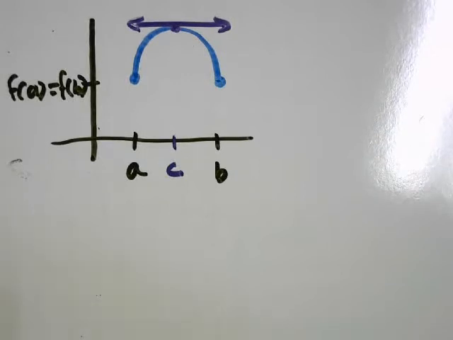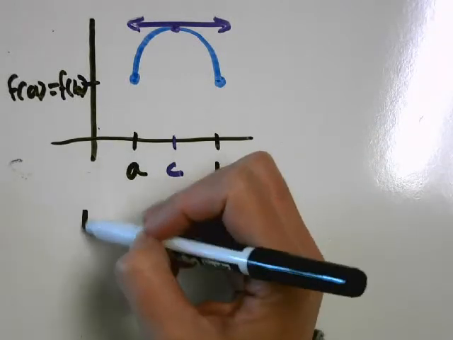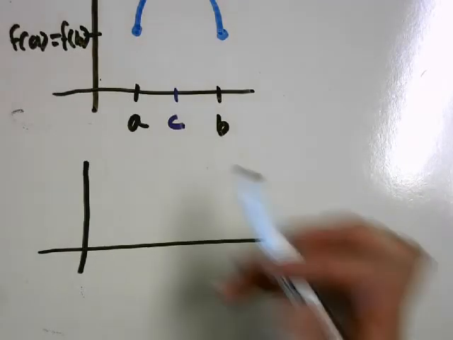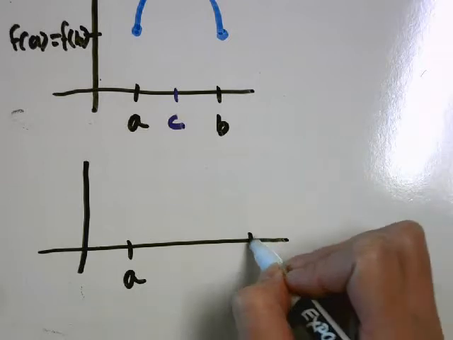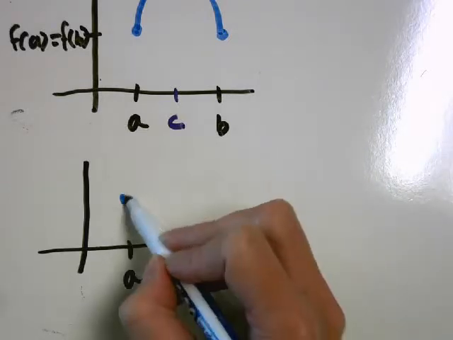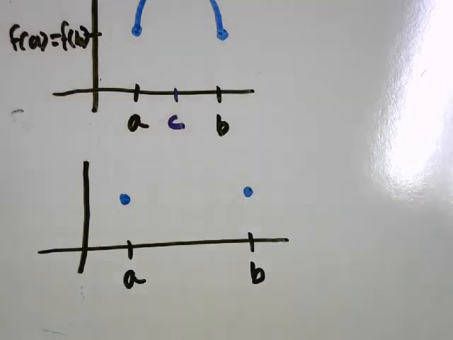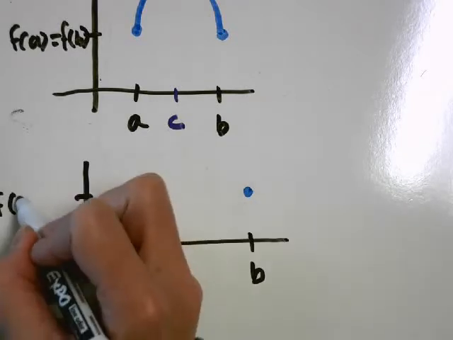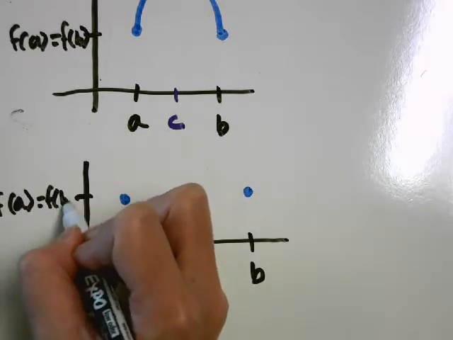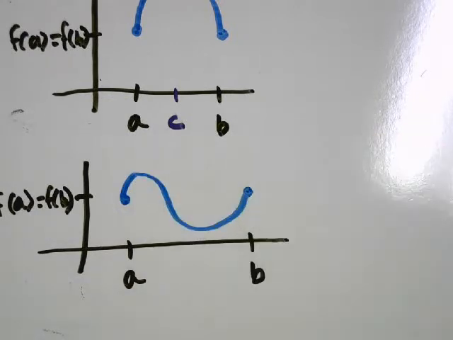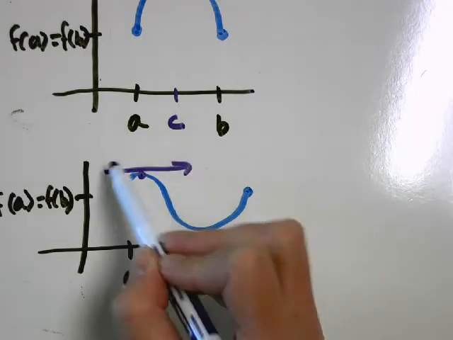Let me draw another example. Okay, so again, they have the same function value, and it can be positive, it can be negative, it can be 0. But if they have the same value, then at least one location has a slope of 0, but there could be more.